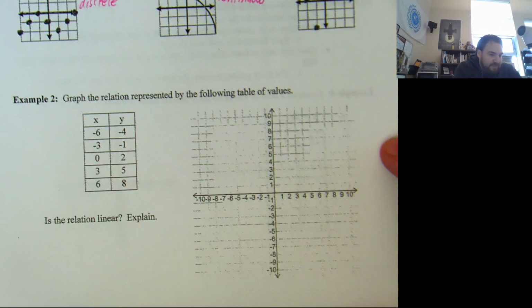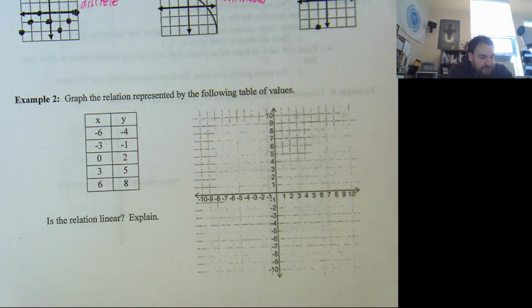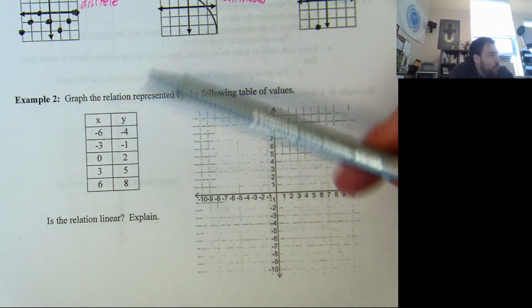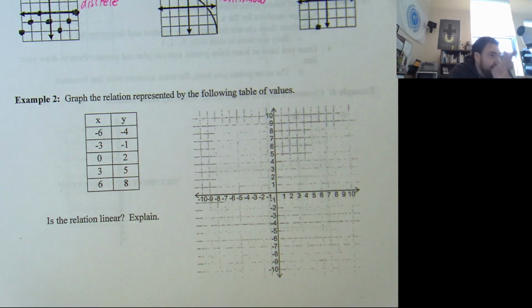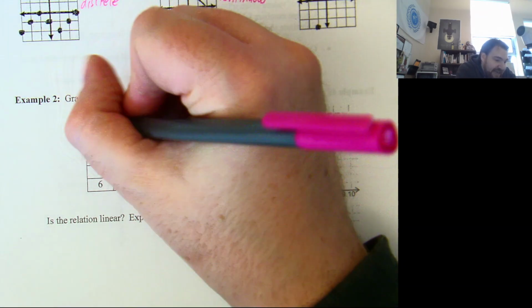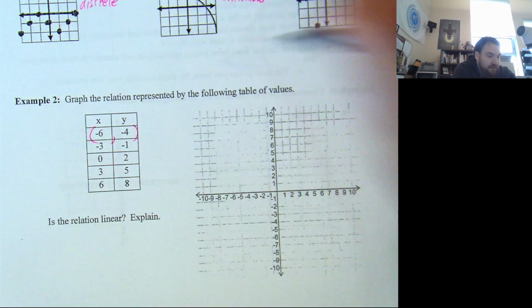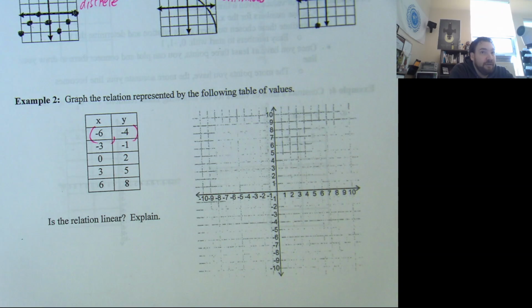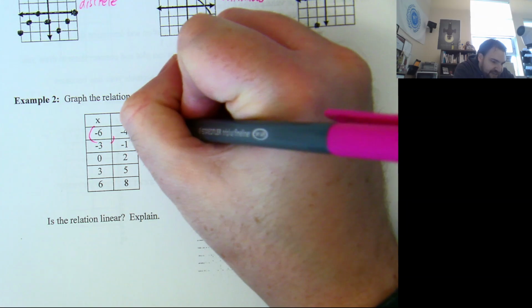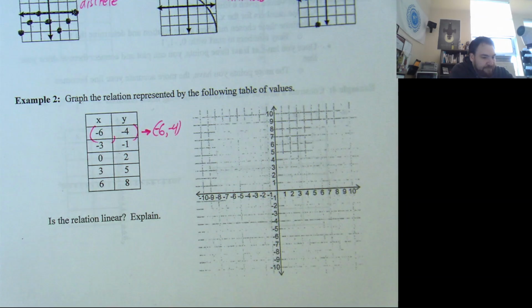Example 2. We want to graph the relation that represents the following table of values. Okay, let's graph the thing. This is the table of values. When you're given a table of values, a full table of values is nice and easy to work with. What you need to be able to identify is that this is an ordered pair. I could write this thing as the coordinates -6, -4.